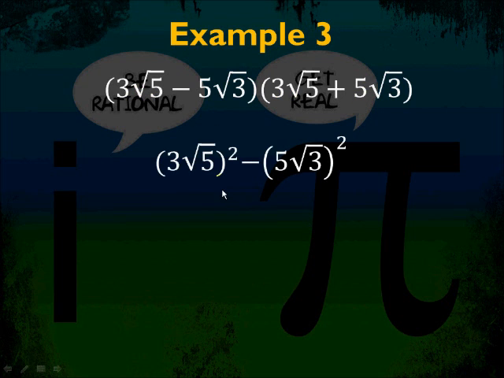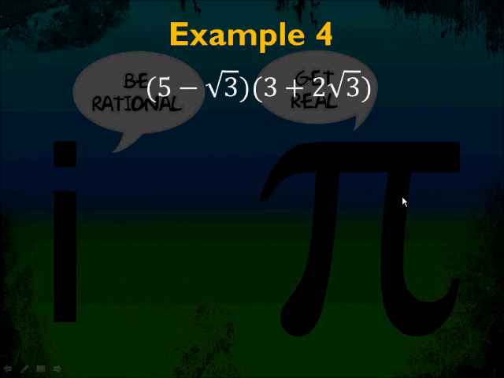So we have 3 root 5 squared minus 5 root 3 squared, which means this is 9, 3 squared, times 5, which is 45, minus 5 squared, which is 25, times radical 3 squared, which is 3, which is 25 times 3, or 75. So 45 minus 75 is negative 30. So again, when you have conjugates, your radicals should disappear, and you can just use the a squared minus b squared format to simplify the difference of squares.